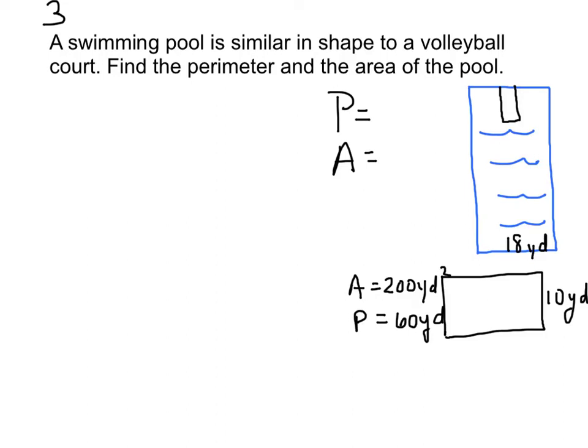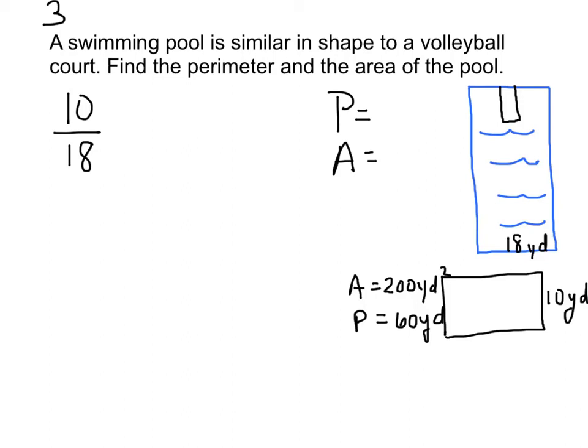So the first thing we have to do is find the ratio of one side to the next. I always like to do the smallest shape versus the bigger shape. So let's write a ratio. I'm going to write a ratio of 10 to 18. So 10/18. Now 10/18 represents the width of the court, which is 10, and the width of the pool, which is 18. So I can write that as 10/18.